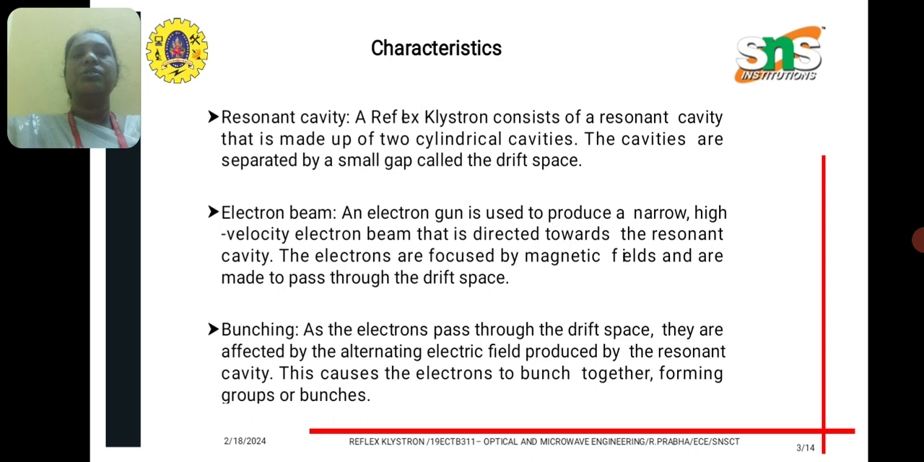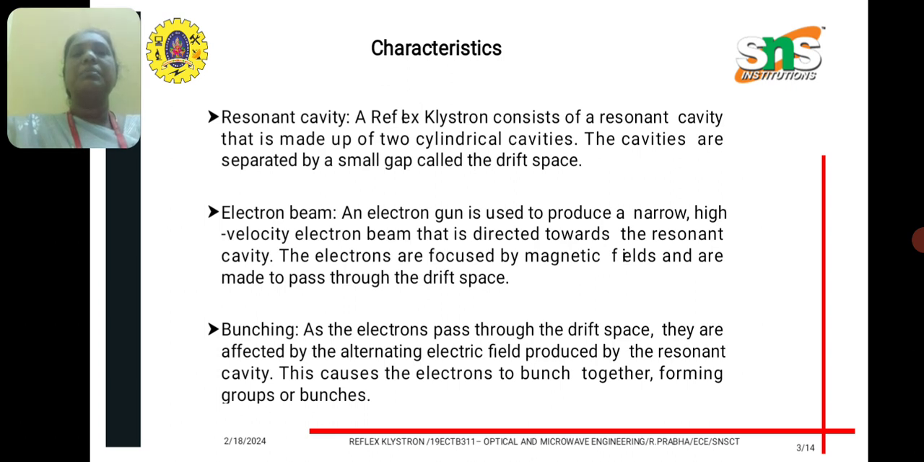Here, an electron gun is used for producing the electron beam, and it produces a narrow, high velocity electron beam that is directed towards the resonant cavity. The electrons are focused by magnetic fields and are made to pass through the drift space.